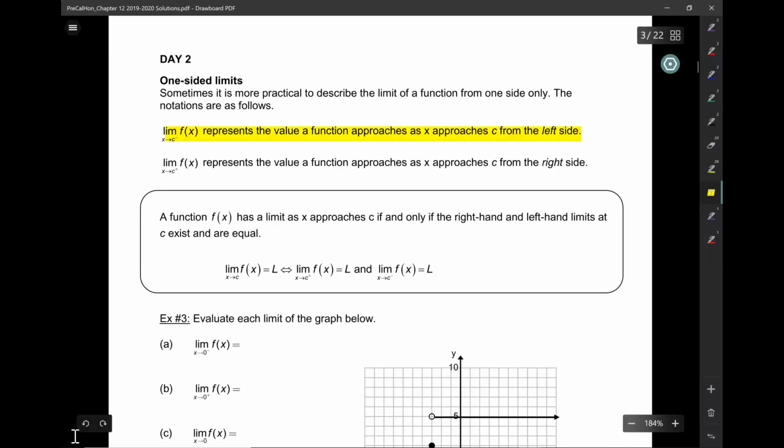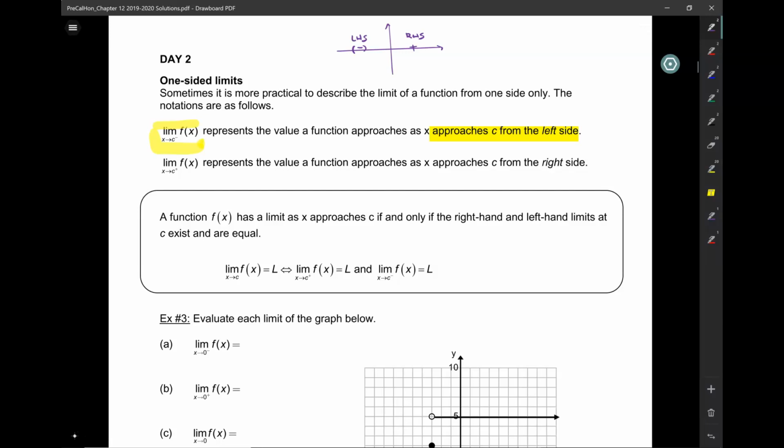The notation looks like this. It's limit of f of x as x approaches c with a negative superscript, so c minus, which represents the value of the function as x approaches c from the left-hand side. If you think about it, if this is our axis, the left-hand side is where all the negative numbers are, and the right-hand side is where all the positive numbers are.